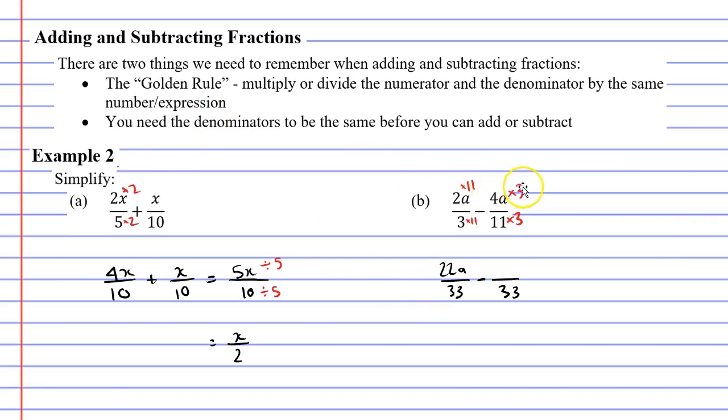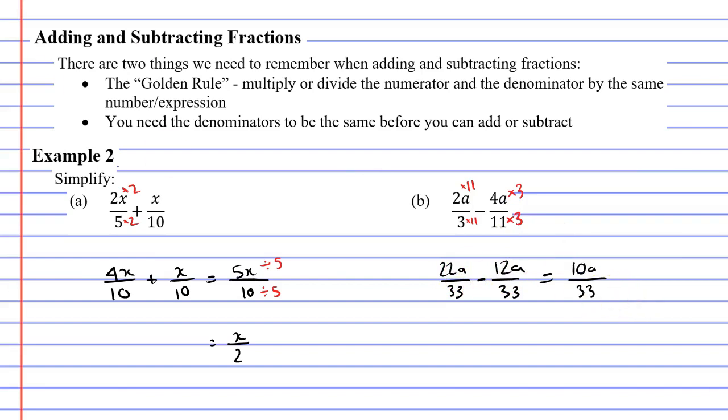And 4a times 3 is 12a. And now, because the denominators are the same, our fraction has to have 33 at the bottom. And 22a minus 12a gives us 10a.